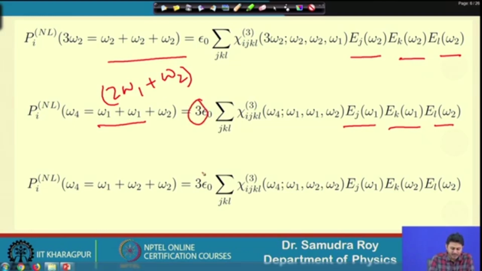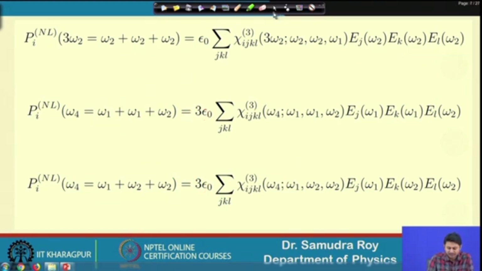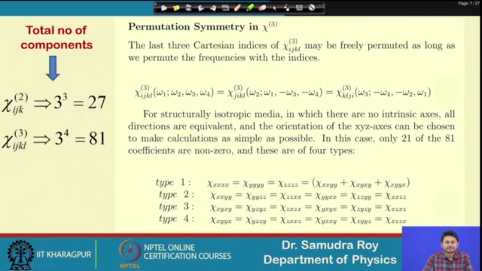In a similar way, we have a degeneracy factor 3 here because again we have 2 omega 1 and 1 omega 2. So, 2 same fields and 1 different field, that means a degeneracy factor 3 will be multiplied here if I want to calculate the nonlinear polarization of that frequency. So, in this way we will calculate this. Please remember this because we are going to use it in some future classes.